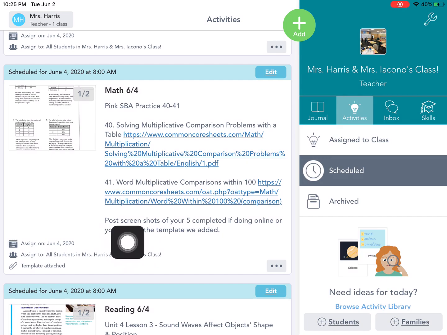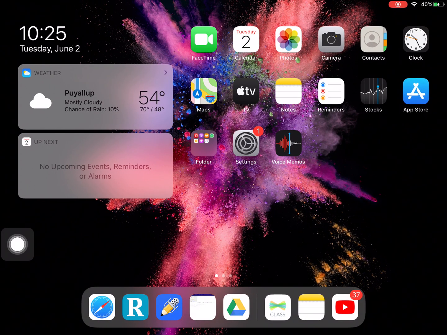Notice at the bottom, you're going to post screenshots of your 5 completed if doing online, or you can use the template we added. The video will be there when you have it, and the template is there that you could load into Notability. Remember, it changed from 10 to 5 with the pink because they're going to take you a little longer to solve. So let's get started.